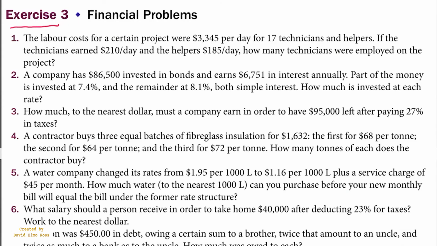Let's take a look at exercise 3 and some financial problems we see here. The labor costs for a certain project, on question 1 here, was $3,345 per day, and there were 17 technicians and helpers total. If the technicians earned this much a day and the helpers earned this much a day, how many technicians were employed on the project?